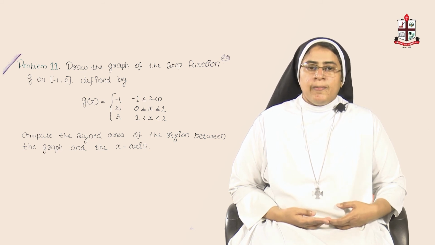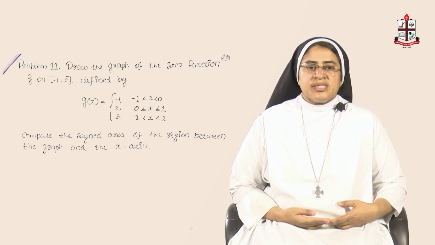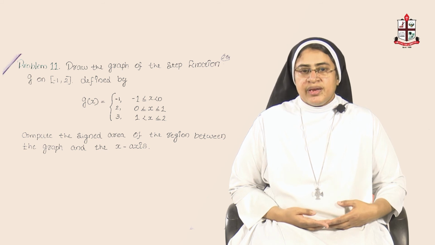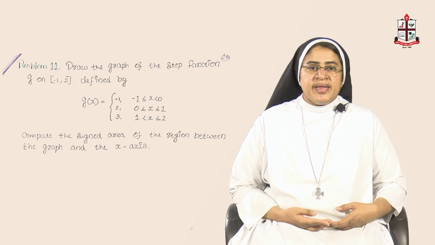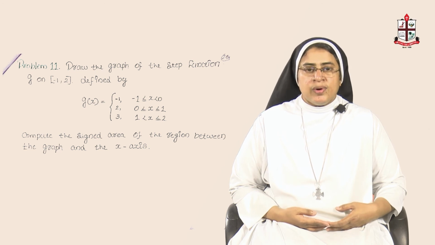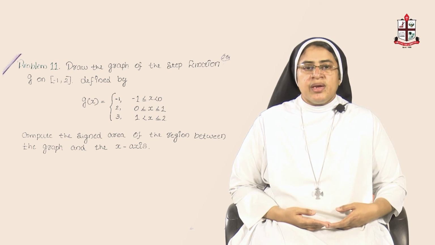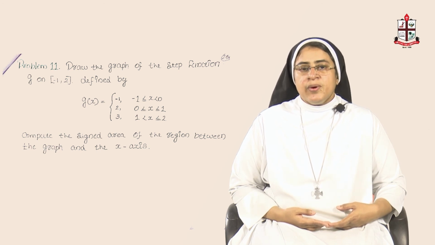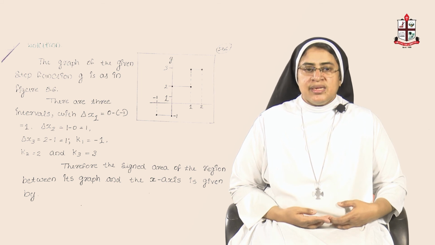We are going to problem number 11. Draw the graph of the step function g on the closed interval [-1, 2], defined by g of x equal to minus 1 between minus 1 and 0, 2 between 0 and 1, and 3 between 1 and 2. Compute the signed area of the region between the graph and the x axis. How will we do this problem? The solution is seen in the next slide.